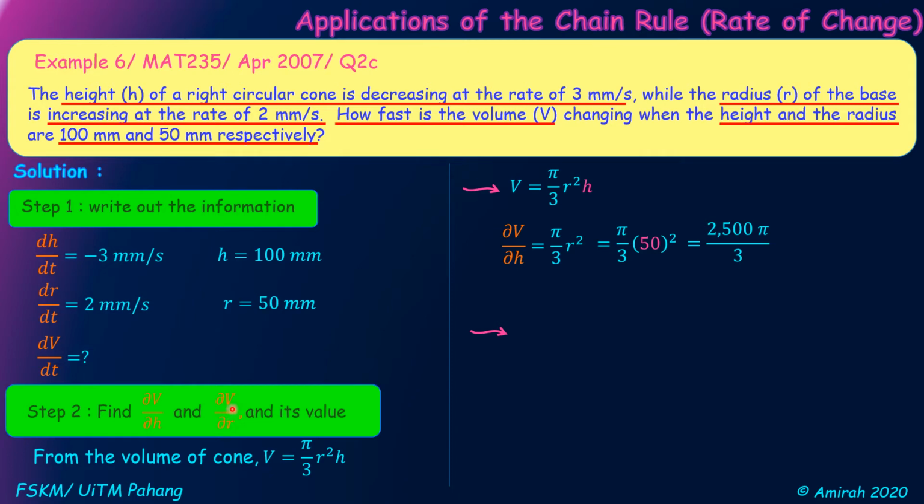Alright, after that, we need to find del V over del R. We differentiate from V, okay, equals to pi over 3 h r squared.